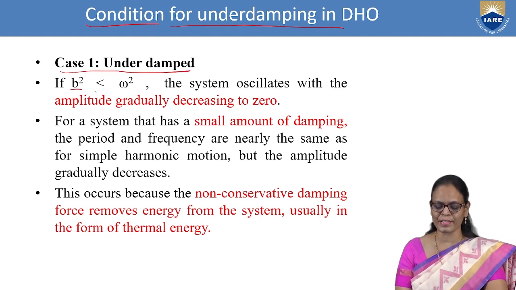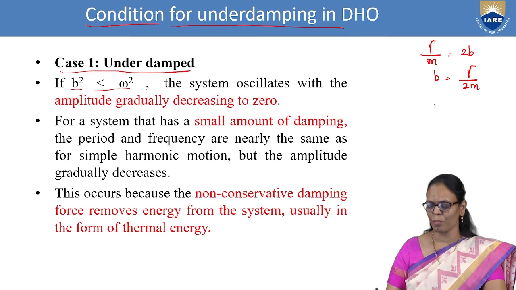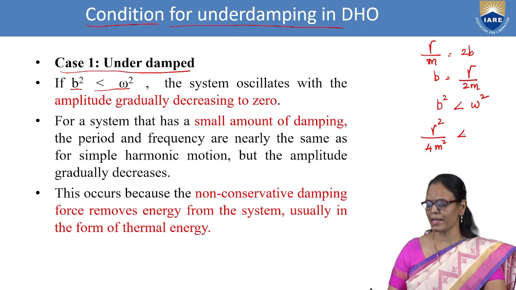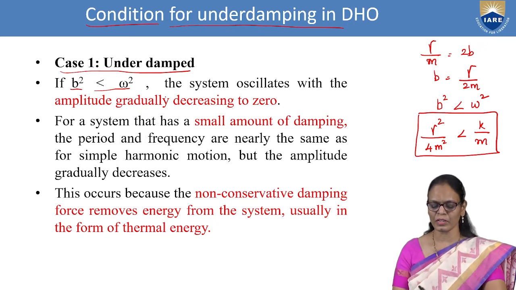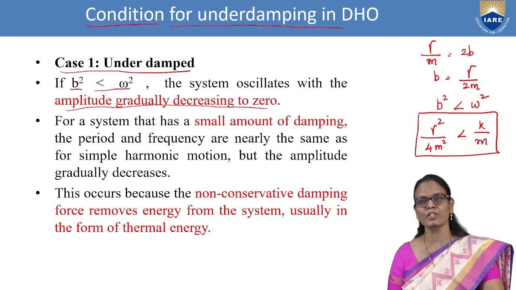So what is the condition for underdamping? b square should be less than omega square. So what is the value we have taken? Gamma by m is taken as 2b. So I can write b is equal to gamma upon 2m. So b square should be less than omega square. So what is b square here? Gamma square upon 4m square should be less than omega square, where omega square is k by m. So if this condition is satisfied, then what happens? There will be underdamping and the system will come to rest gradually.